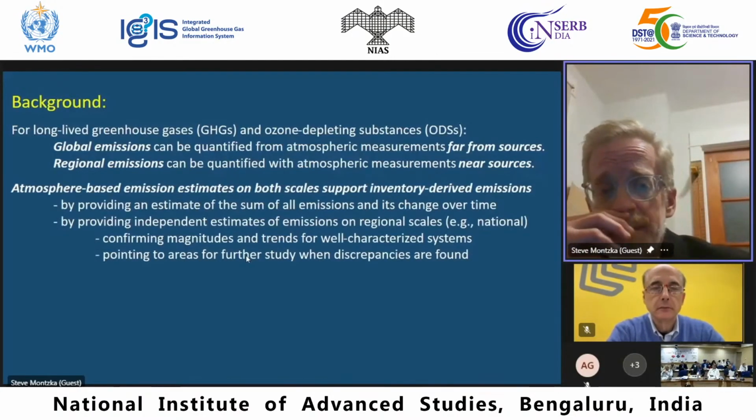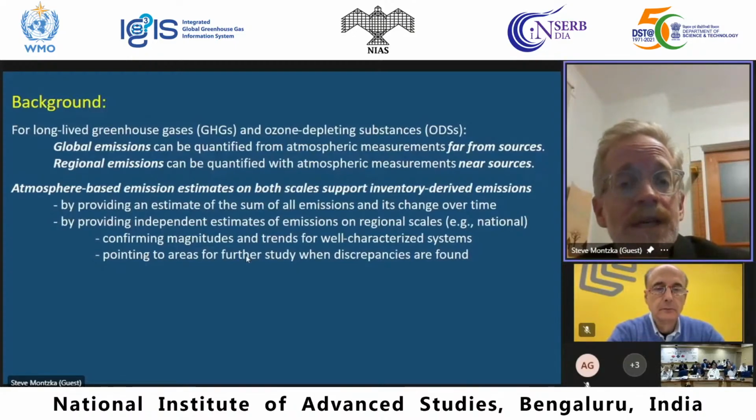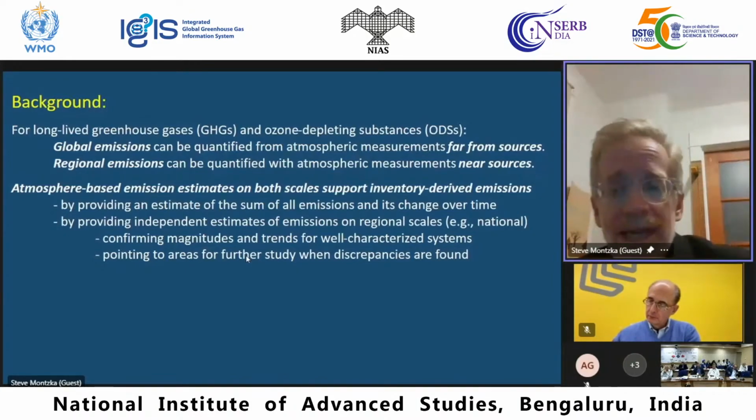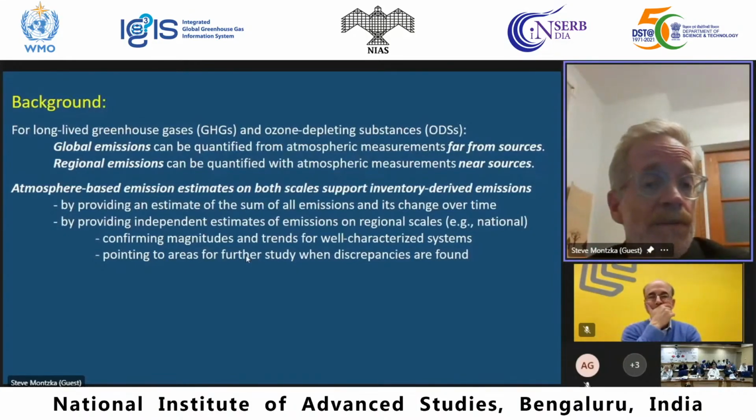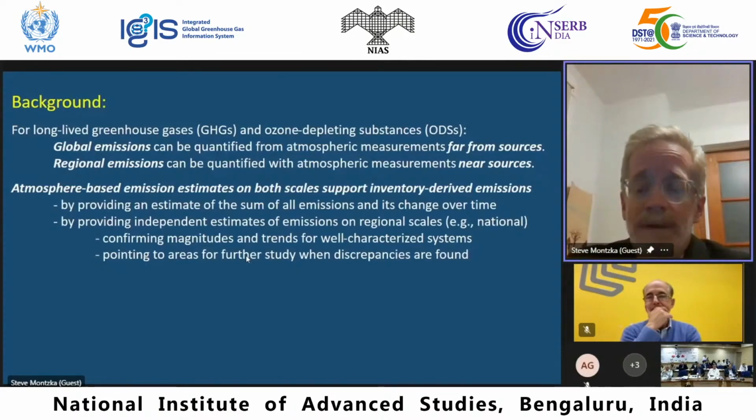In my opinion, atmospheric-based emission estimates on both scales support inventory-derived emissions. They provide an estimate of the sum of all emissions, and how it's changed over time. We're looking at global background concentrations and how they're changing over time. They also can provide independent estimates of emissions on regional scales, independent from inventory-derived emissions. On regional scales, for example national scales, they can confirm magnitudes and trends for well-characterized systems, and they can point to areas for further study when discrepancies are found.